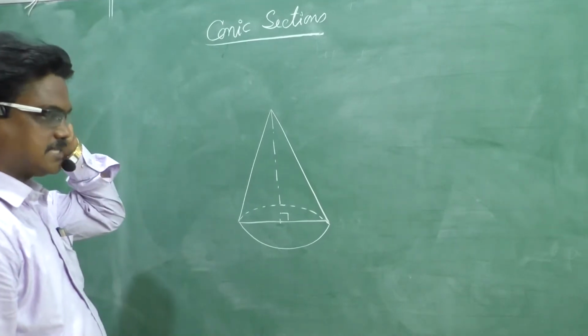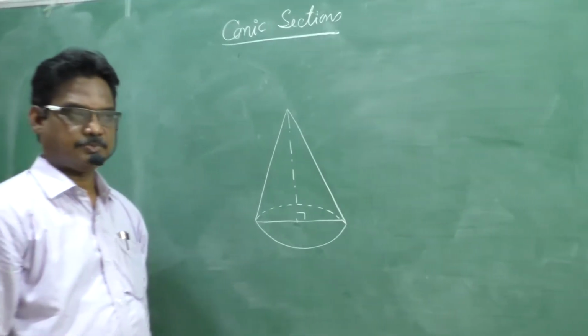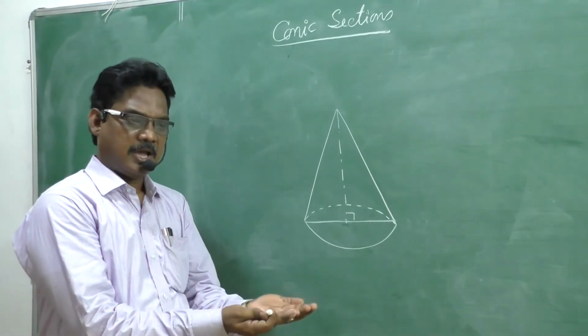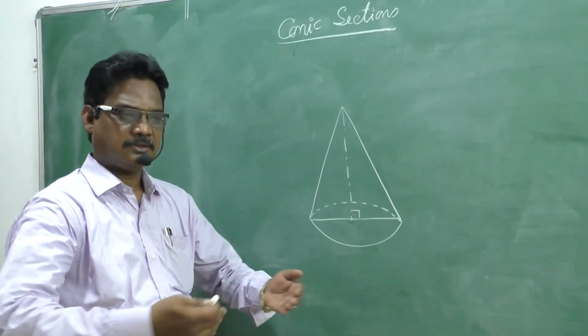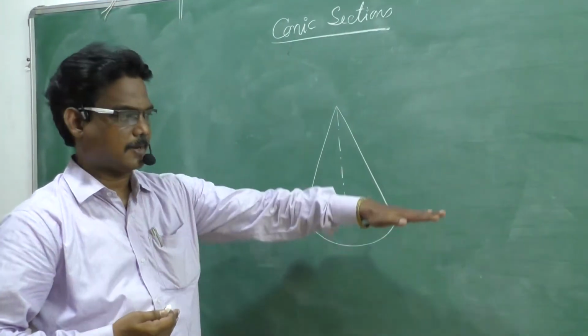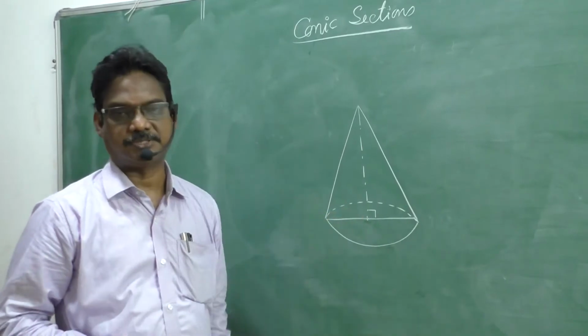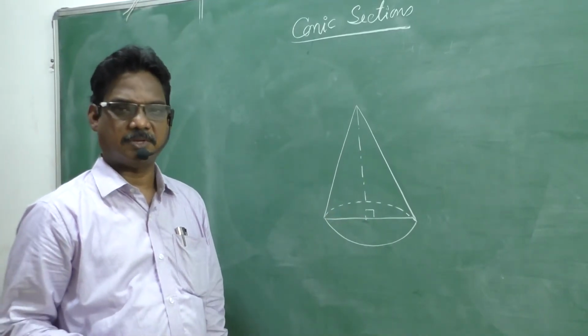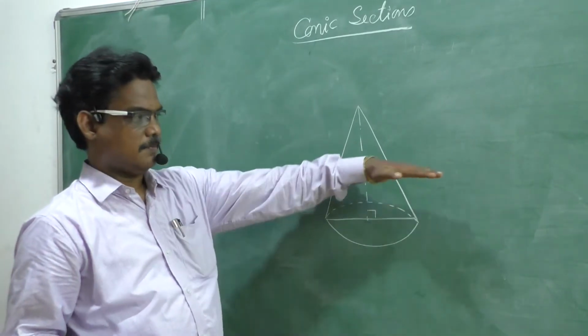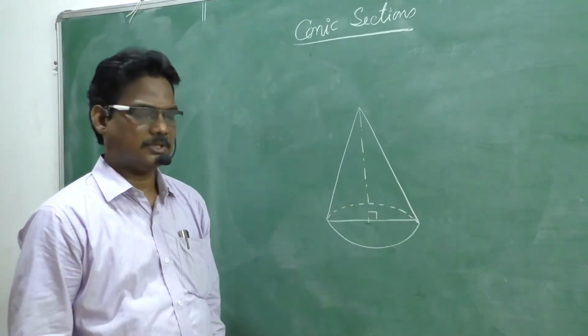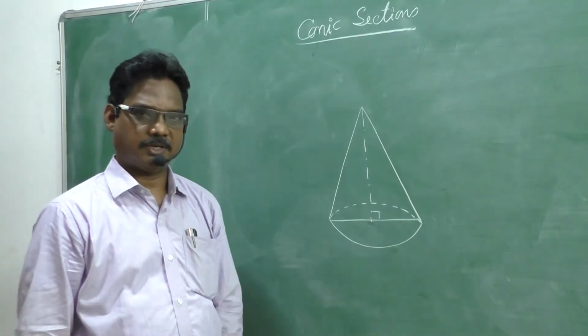Assume that a section plane. A section plane means it is having infinity length, infinity width and perpendicular to the board and parallel to base. That type of section plane we can consider.